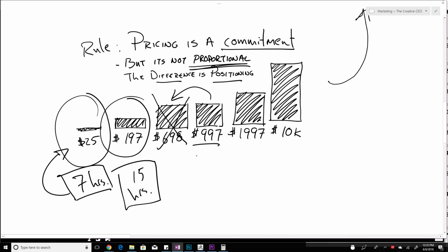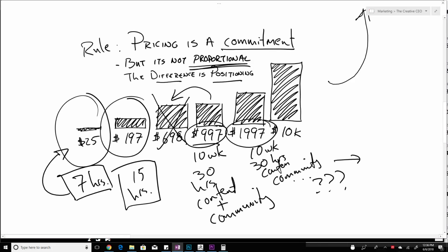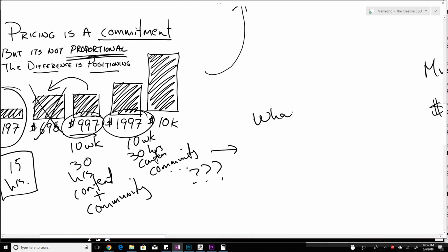And let's say you could do a $997 10-week class that's essentially 30 hours of content plus some community. Now, what's the difference between a $997 class and a $1997? I've taken $1997 classes that are 10 weeks that have essentially 30 hours of content and community. So what's the difference? What gives? What's the value? What's the promise?